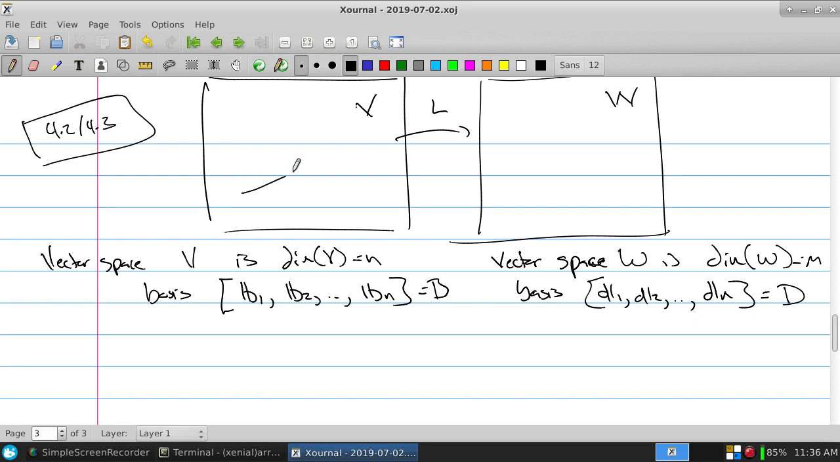Now, if in this space I had an X, and in this space I had a Y, if I write this, what does that mean? It's the coordinates of X in the standard basis.